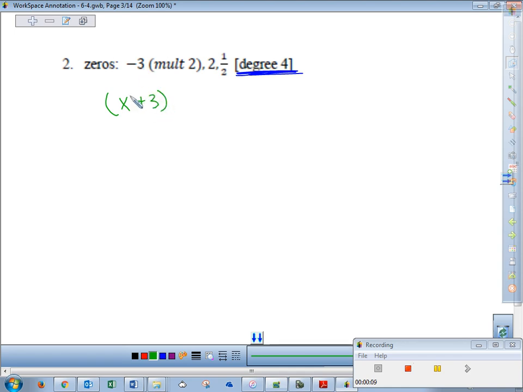Since it's got multiplicity of 2, that means that that quantity gets squared. If it had multiplicity of 3, you'd put cubed. If it had multiplicity of 4, you'd put to the 4th power. So this was multiplicity of 2. You'll square it. Then this 2 right here, you'd get an x minus 2.